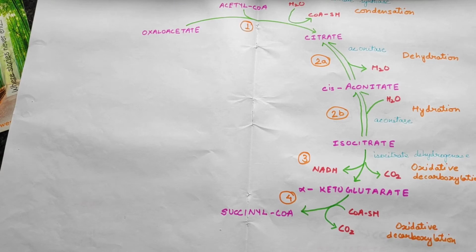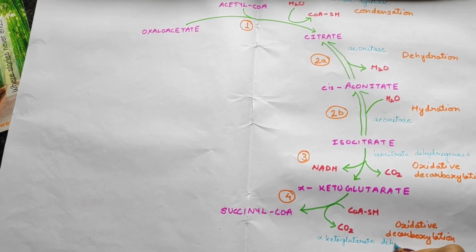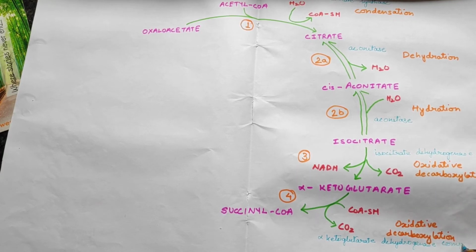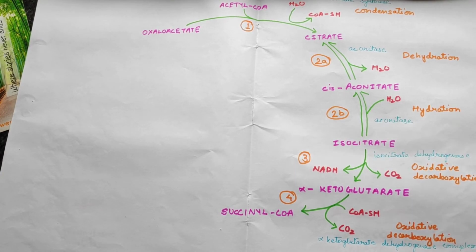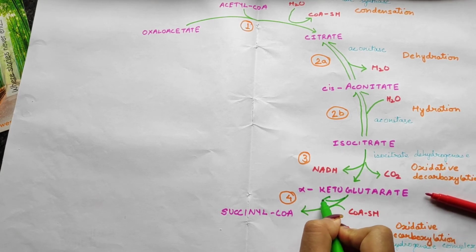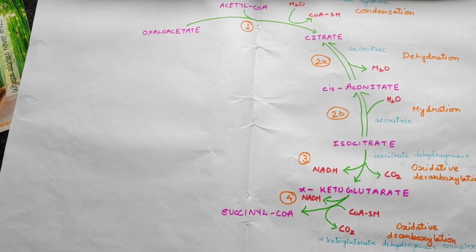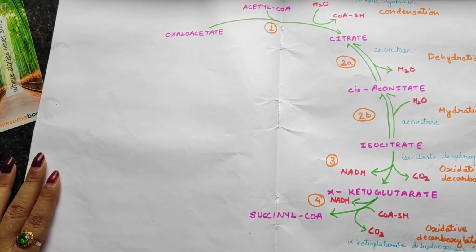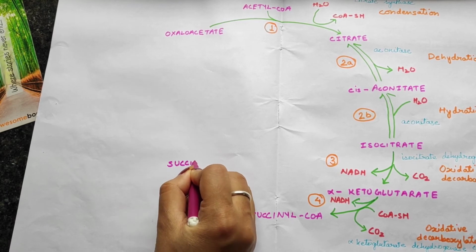And this particular reaction is also catalyzed by one particular enzyme called alpha ketoglutarate dehydrogenase complex. Why complex? Because there is more than one enzyme in this. And in this particular step, another molecule of NADH is also released. So till now, from step 3 and step 4, we are getting one molecule of NADH each.